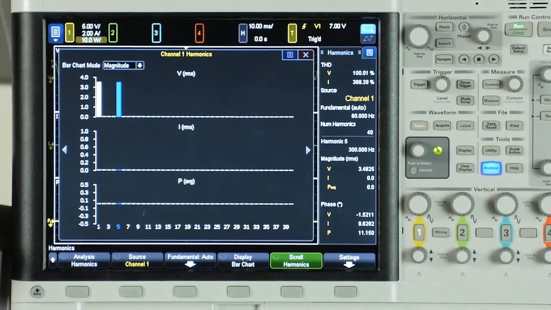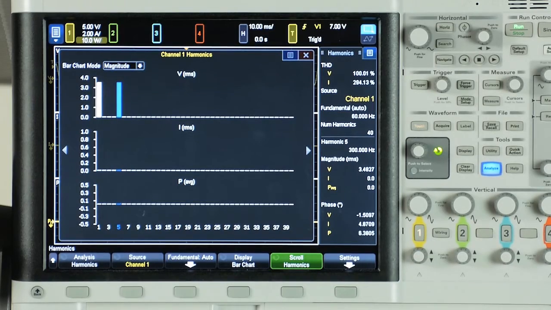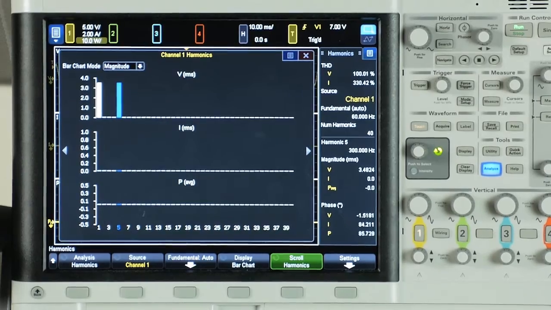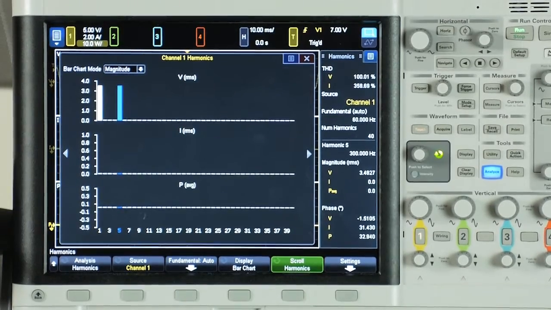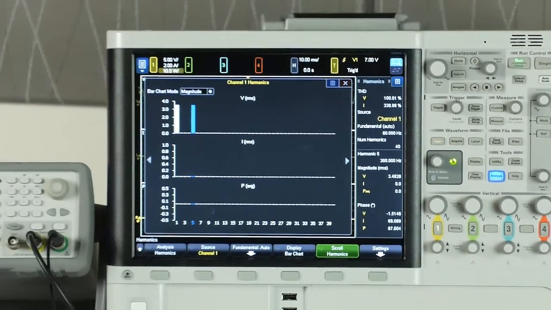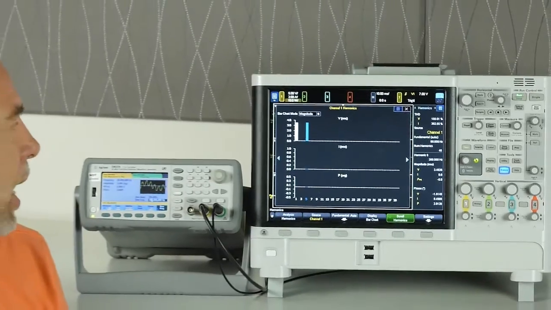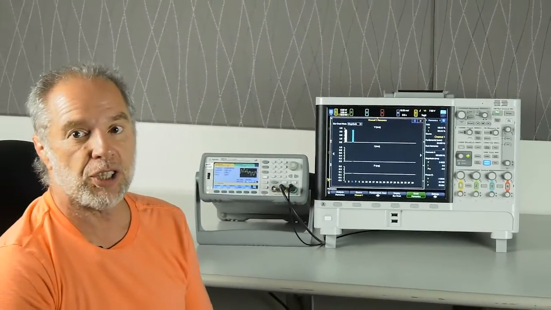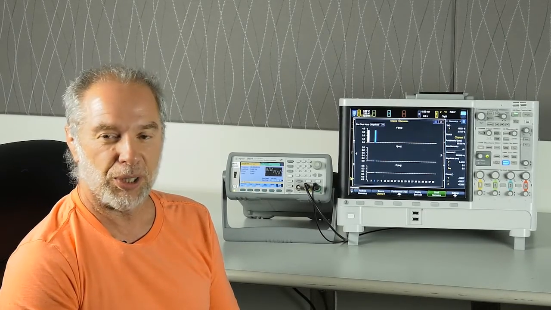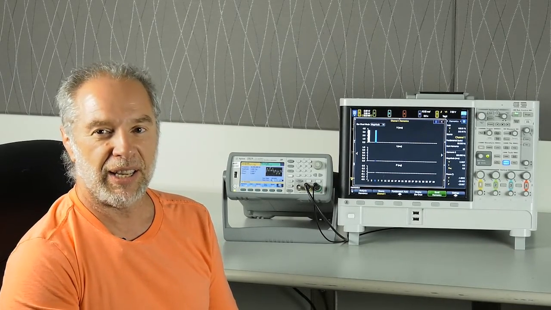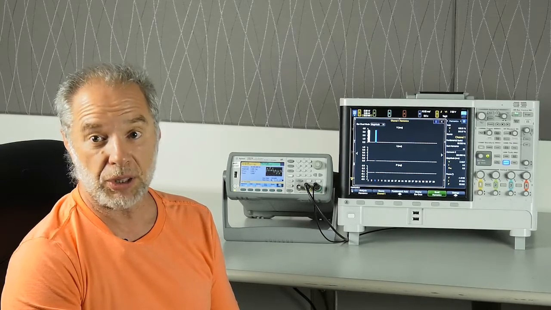So you can easily analyze your system, look at individual harmonics and check their magnitude, and there's also the ability to look at phase. We'll do that at another time. So this concludes this demonstration on the harmonics. This is a very useful feature, and it's built into our power analyzer, and I hope you get a chance to use the harmonics and gain valuable insight about your product.